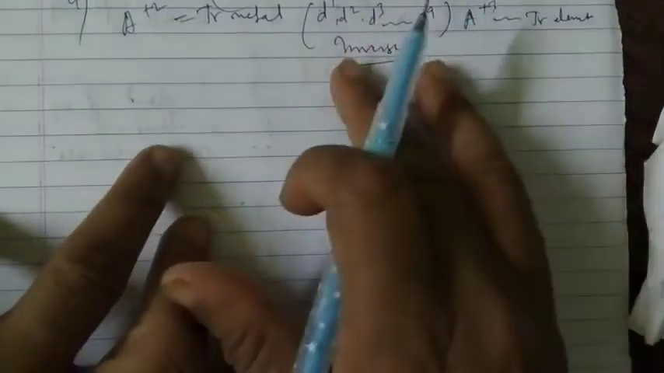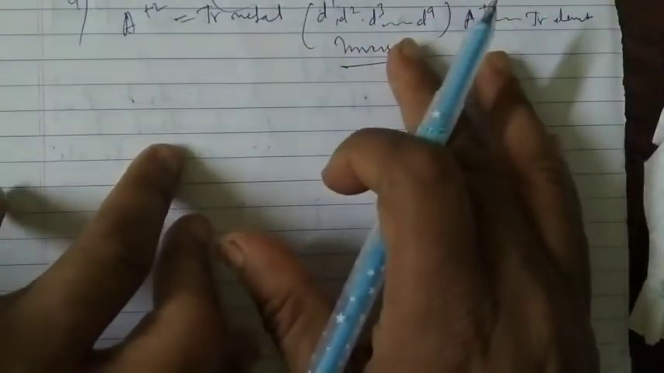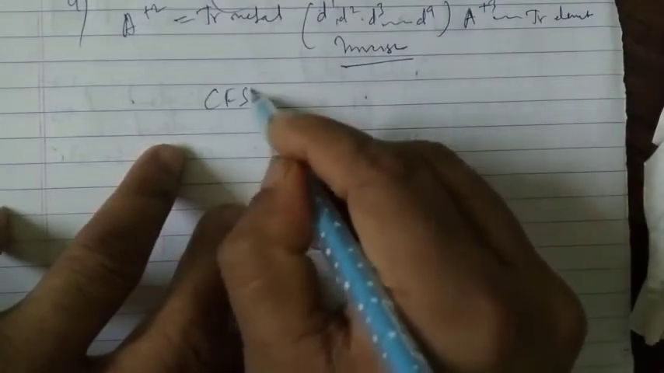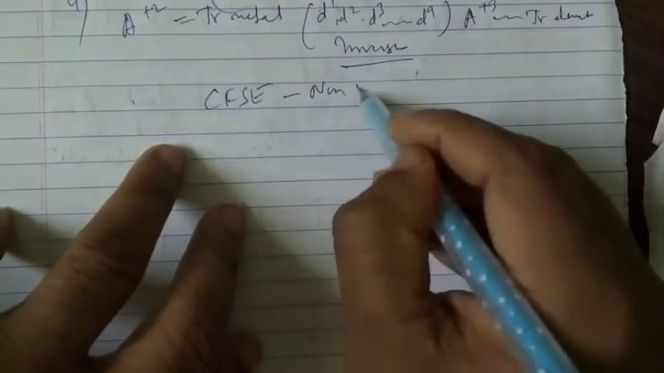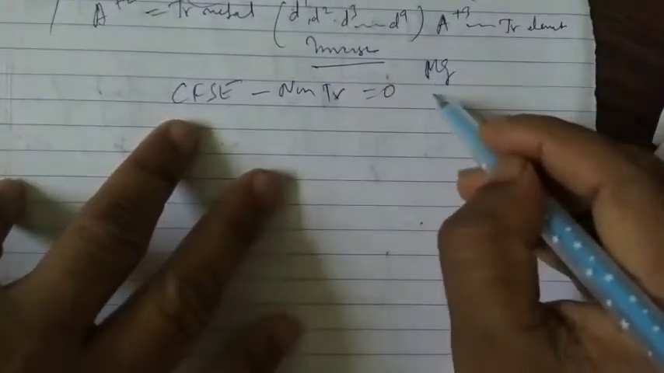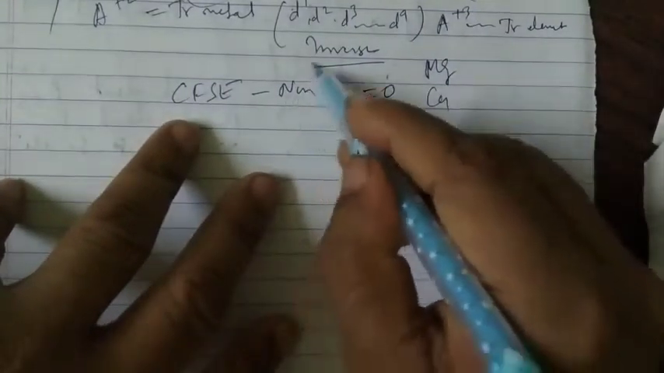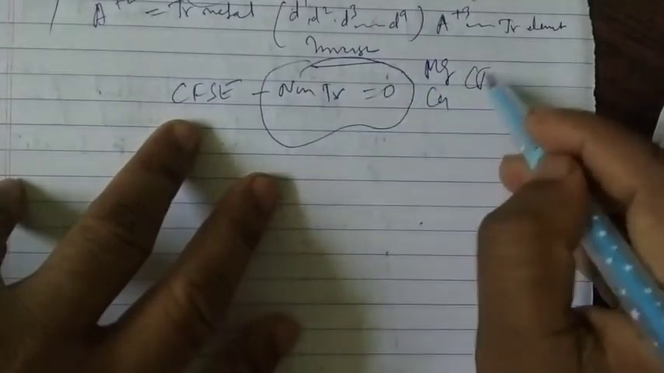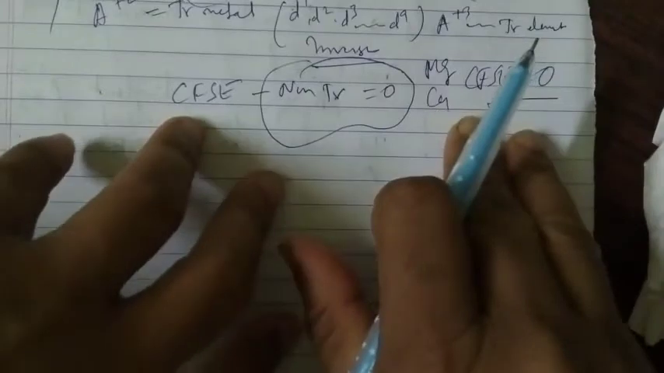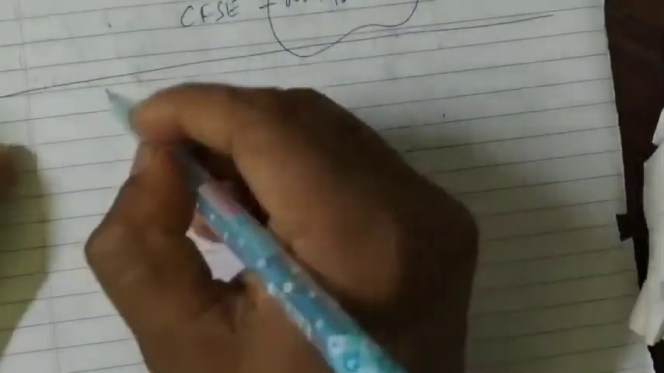inverse type of spinels. Okay, and you should see that the CFSE, crystal field stabilization energy, for a non-transition element will always be equal to 0. So if you take magnesium, calcium, any of the non-transition elements, the CFSE will be equal to 0. This thing you have to keep in mind. Now keeping all these things in mind, we will go for some examples here.